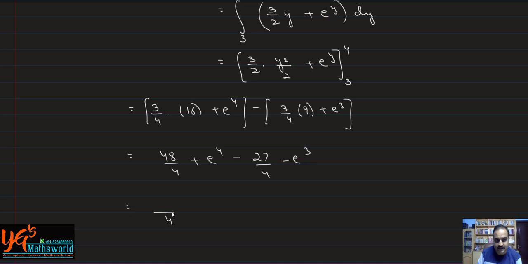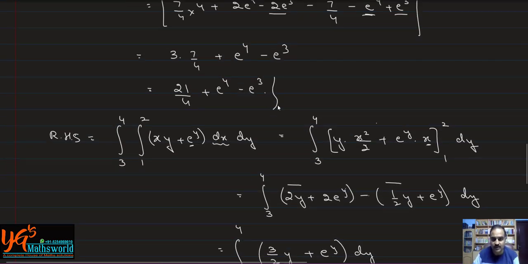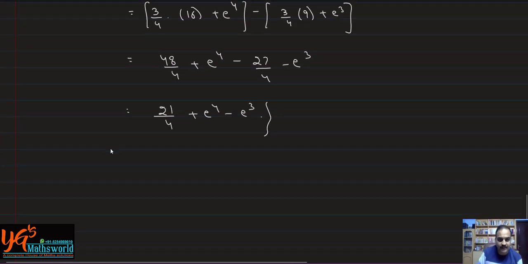Now 4 will be the LCM. 48 minus of 27, that will be 8 minus of 7 is 1, 4 minus of 2, that will be 2. 21 by 4 plus e raised to power 4 minus e cube. Now check this value and this value, both are the same thing. So that means left hand side is equal to right hand side, and we can say hence proved.